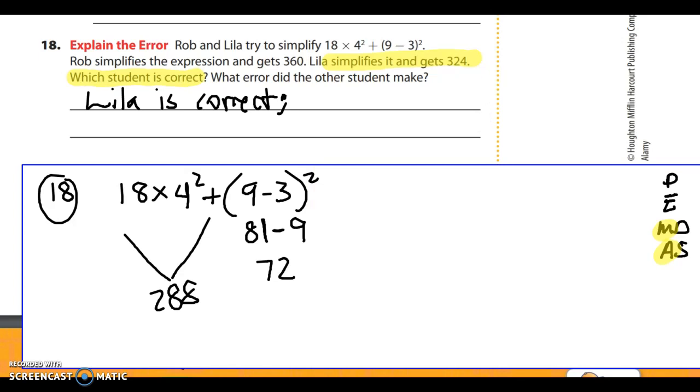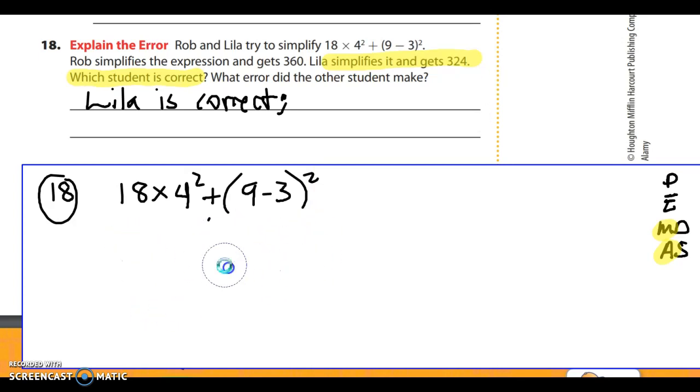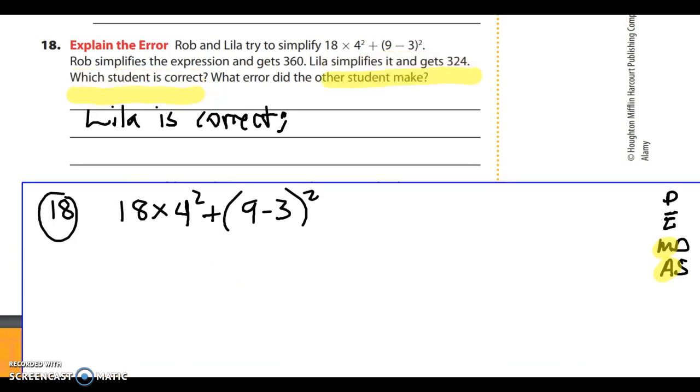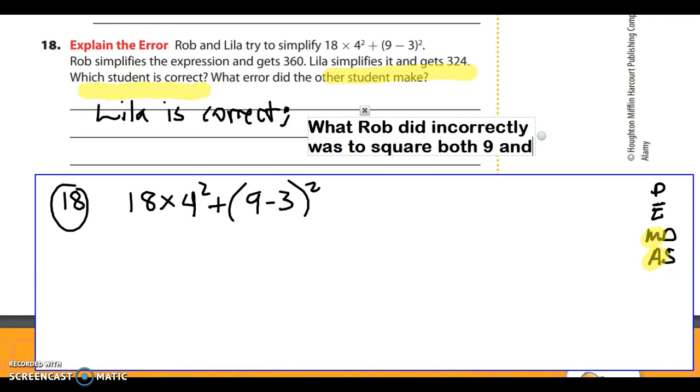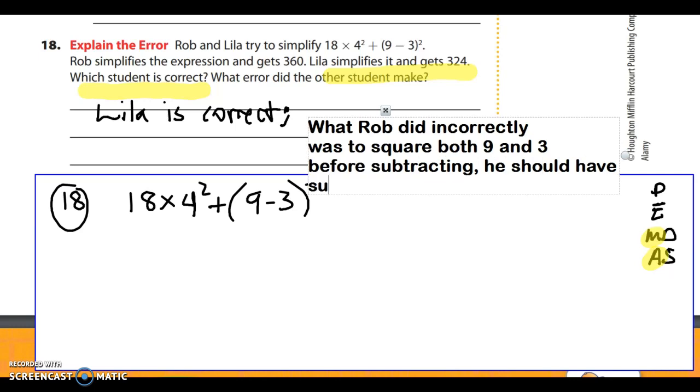So what he did wrong, I'm going to type it. What Rob did incorrectly was to square both 9 and 3 before subtracting. He should have subtracted first, and that's because it was in parentheses, then squared the difference.